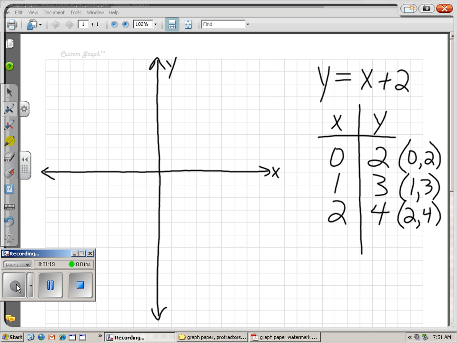So 0, 2 is my first ordered pair. So 0 means don't go left or right, just take 2 steps up, and we're right there. 1, 3 says take 1 step to the right and 3 steps up. I'm right there. And 2, 4 says take 2 steps to the right and 1, 2, 3, 4 steps up. And I'm right there. And we could have gone on and on and on. That's called a linear equation because its graph is a straight line. Alright, so you guys get the idea. That's how we used to do it back in grade school and junior high.